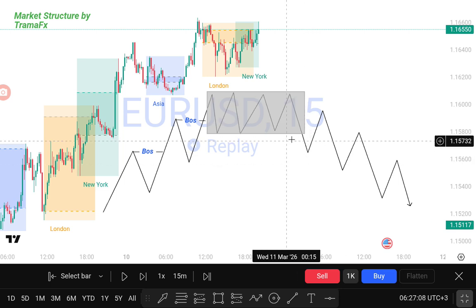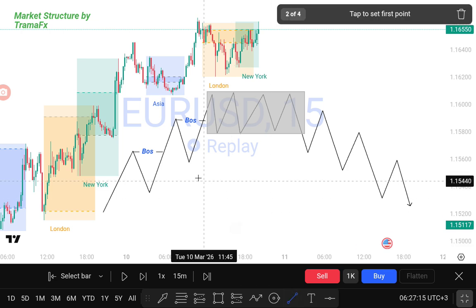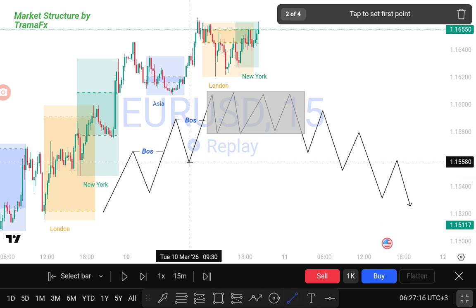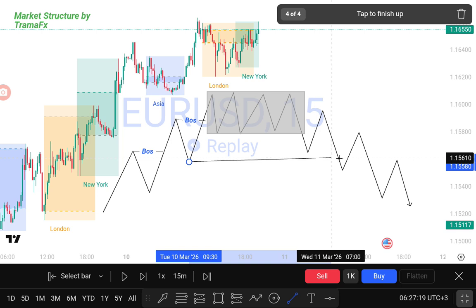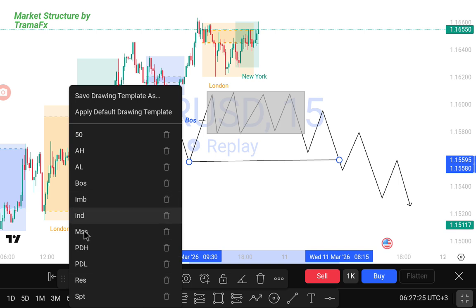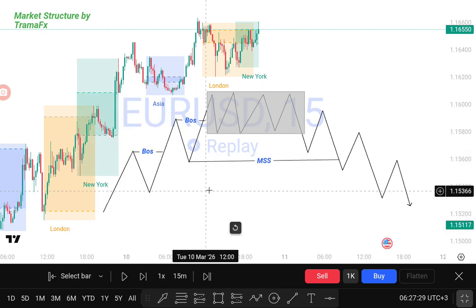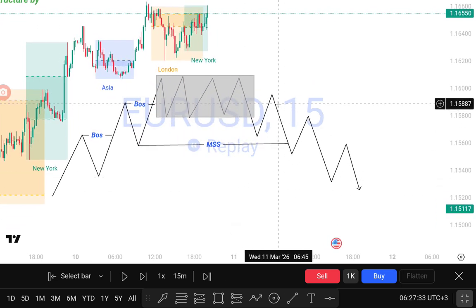Okay, so when we come back, you see again the market shifts. Now we have what they call a market structure shift. From this low, at this low, the market shifts back to a downtrend. That is a market structure shift. We have been buying, but the market has shifted. Now we are selling. Okay, so now we get a high, a low.